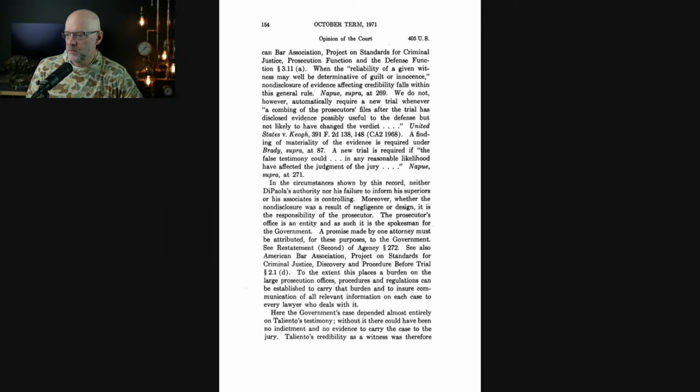All right, so in this case, they did order a new trial. It said the government's case depended almost entirely on Talentino's testimony. That's the one who's given the leniency. Without him there could have been no indictment and no evidence to carry the case to the jury. Jen McCabe is not as critical as this one here, but I would argue that she is critical in this case because she was the one that called 911.